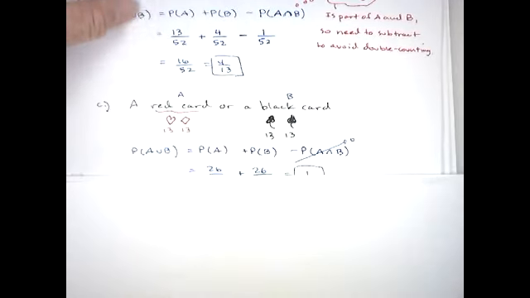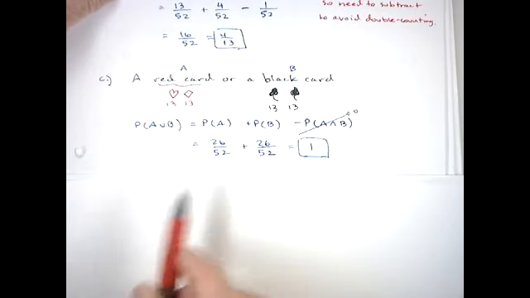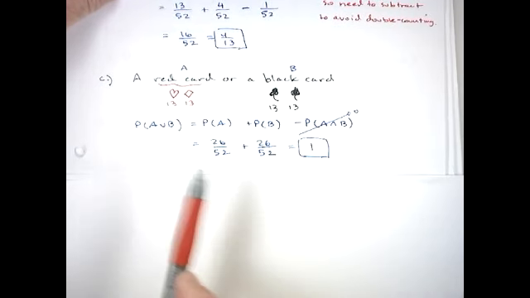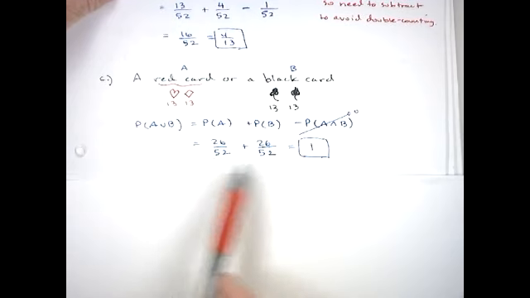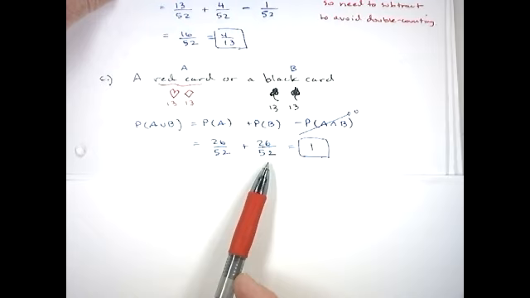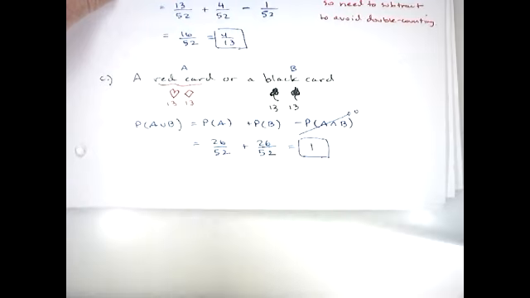And what else is probably not surprising, that's what the whole deck is made up of, red cards and black cards. So the probability of getting a red card is 26 out of 52, same thing for a black card. So those probabilities add up to 1.